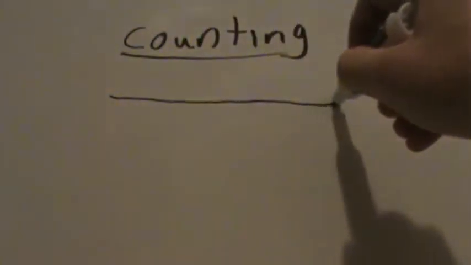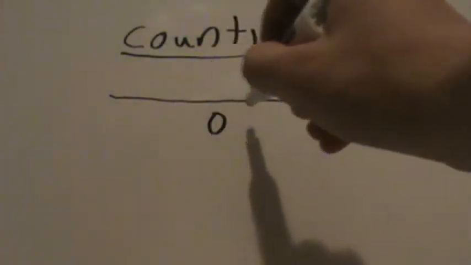Hey guys, today I'm going to talk about counting. Now, counting is basically going up and down a number line. Let's have our number line here.